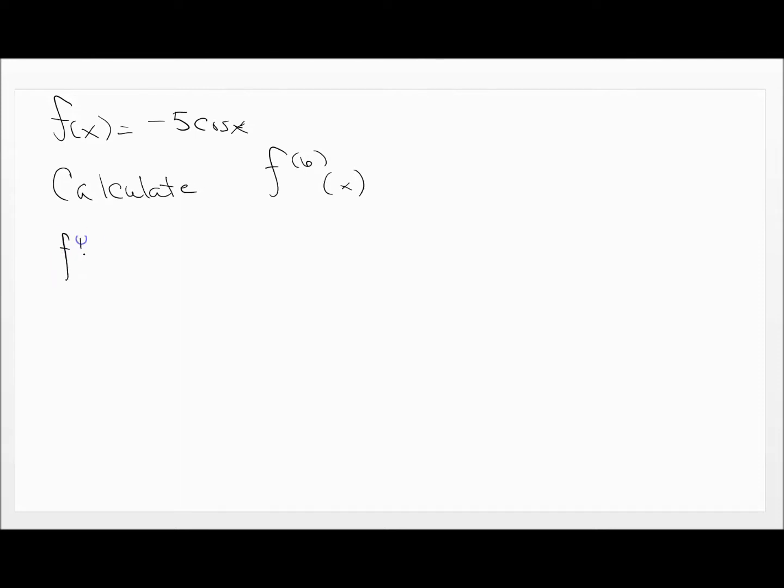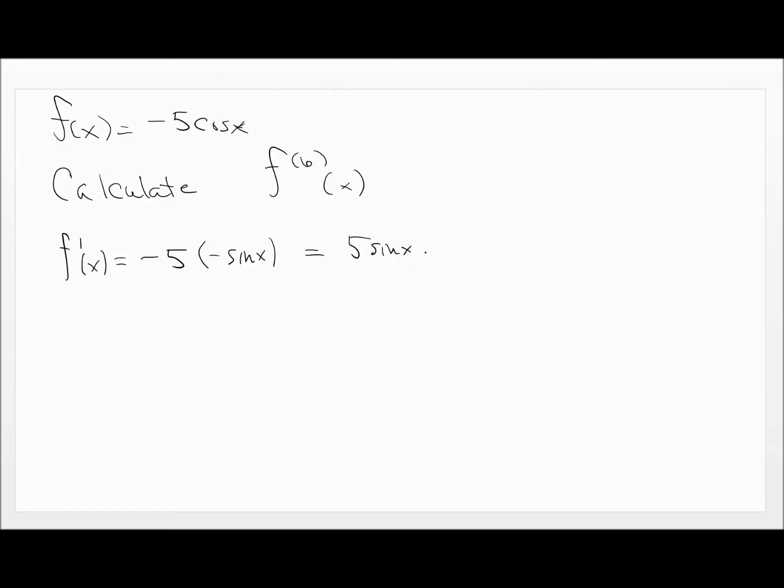So f prime of x, the first derivative, what's the derivative of negative 5 cosine of x? Well, the derivative of a constant multiple, remember, you just bring that down, negative 5. And what's the derivative of cosine of x? Negative sine of x, right? The derivative of the cos is a negative result. All right, so you may want to simplify that. So negative 5 times negative 1 is positive 5 sine of x.